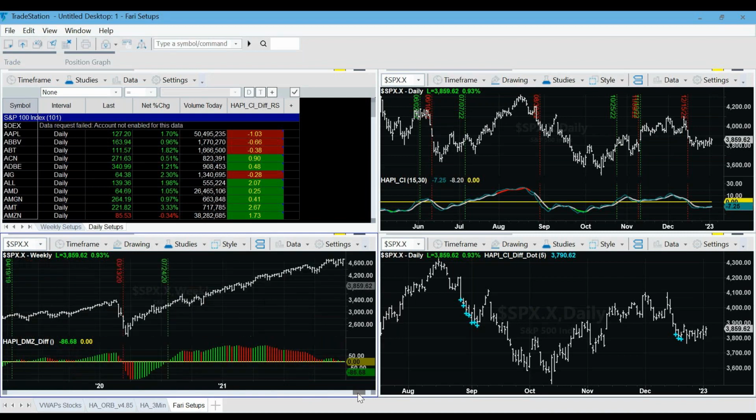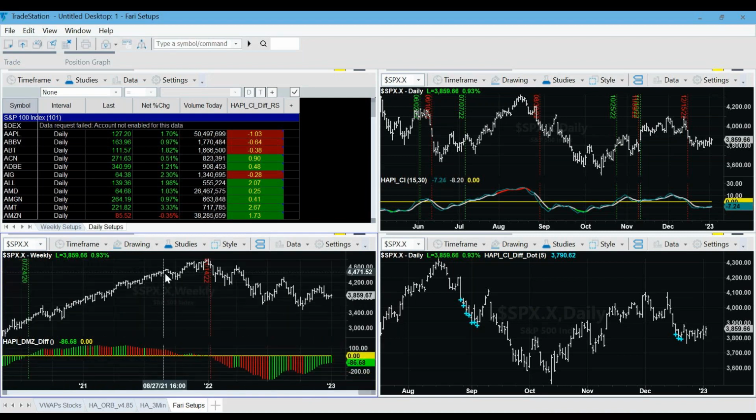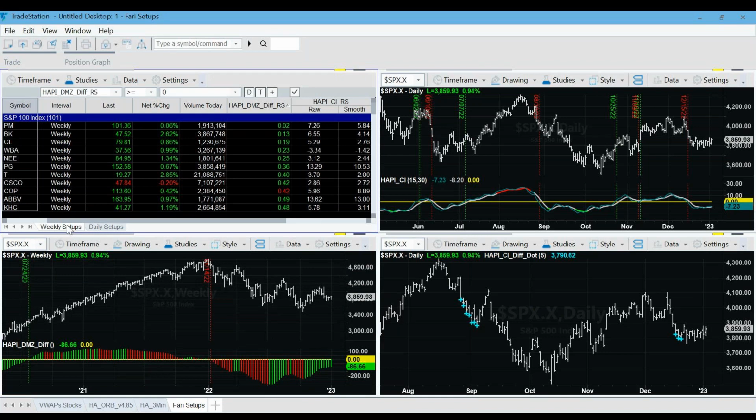'87 would have been the same kind of way. But if you make a big top, they're typically made over time, and they round. Like this one is a big top. So that's what I like to trade. If I set up a radar screen, I'll put the S&P 100 in it, I'll add the DMZ diffs on the weeklies, and then I just filter it for anything over 0.